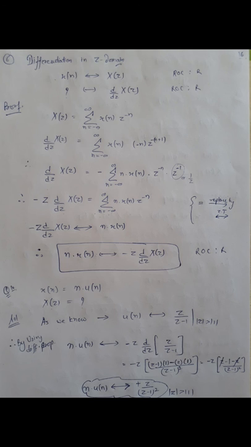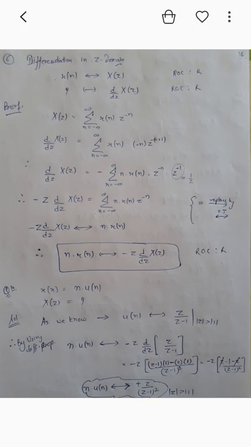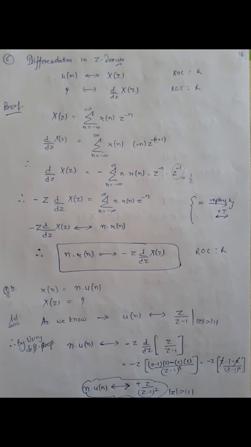On the basis of this property, we have one important numerical: x[n] is equal to n into u[n]. We know that the Z transform for u[n] is z upon z minus 1 with mod of z greater than 1. So n into u[n] will result in minus z d by dz of X(z), and X(z) is z upon z minus 1 because of the u[n] Z transform. On taking the derivative with respect to z, we will get the final answer z upon (z minus 1) whole square with mod of z greater than 1.